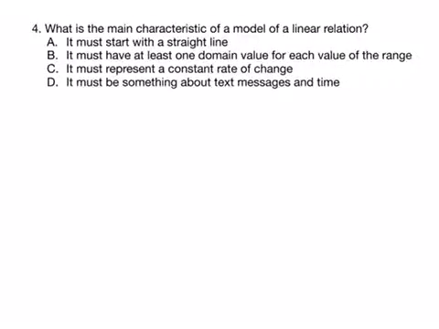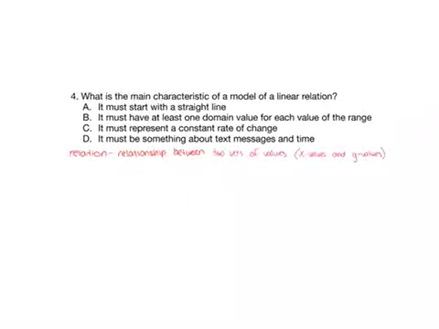Question 4 asks, what is the main characteristic of a model in a linear relation? The first step is to realize that the word model is referring to a linear relation's shape on a graph. A relation is defined as a relationship between two sets of values.